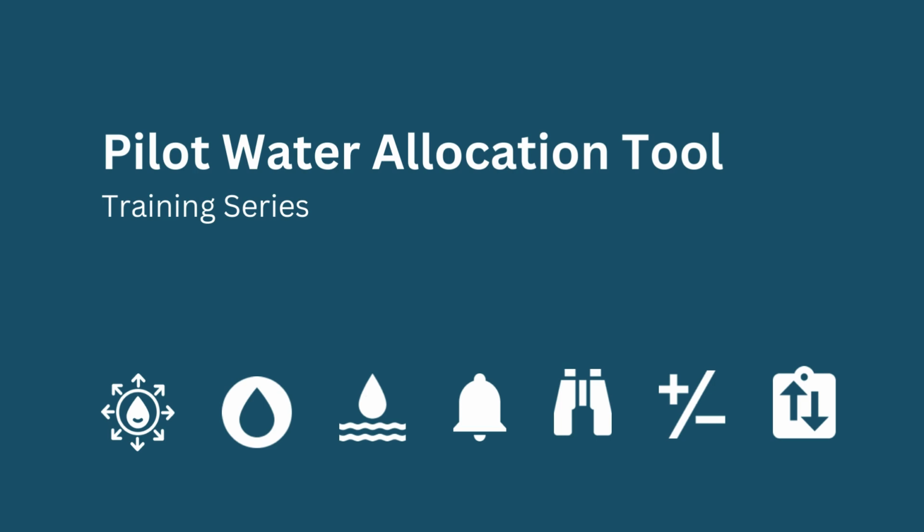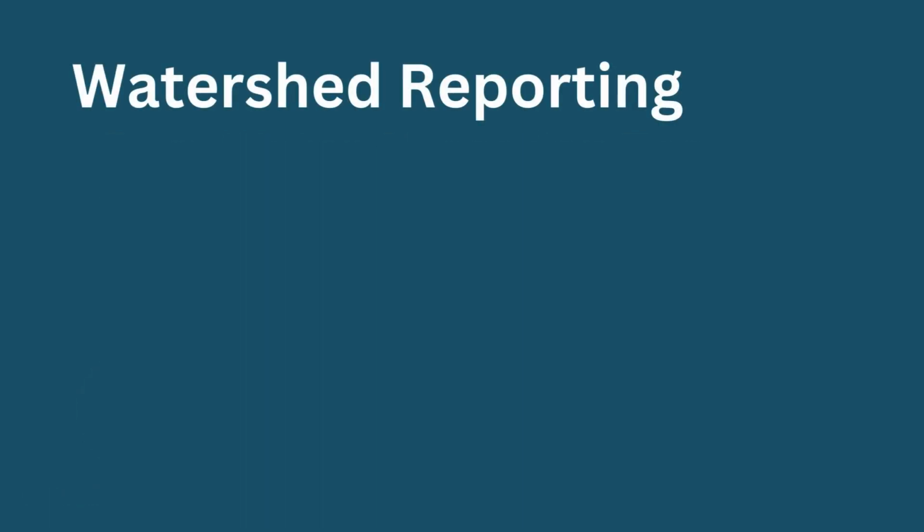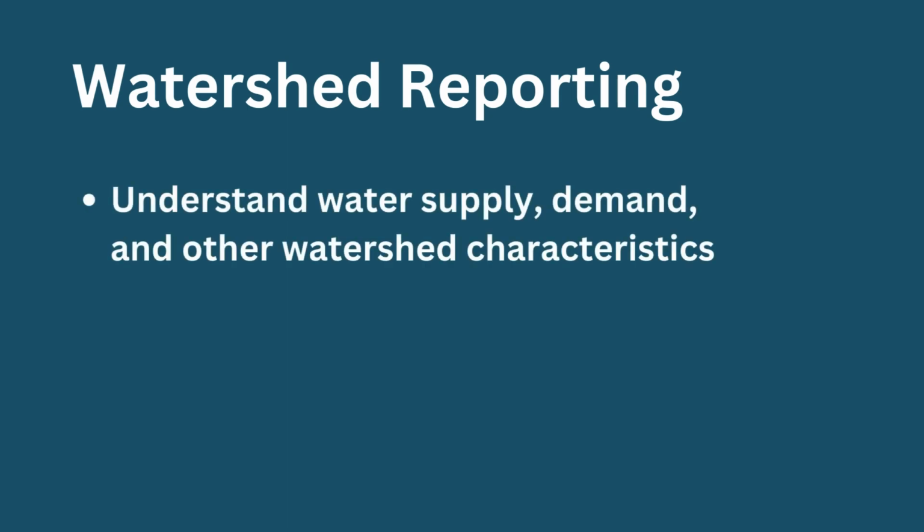In this video, we'll be exploring the Watershed Reporting module. If you're new to the tool, we suggest watching the Introduction to PWAT video, which is linked in the description below. The Watershed Reporting module is used to understand water supply, demand, and other watershed characteristics for any location on a stream or river in the pilot area.